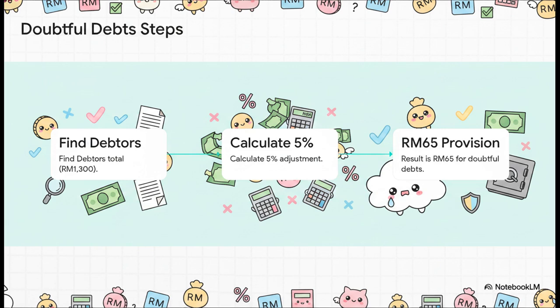Okay, moving right along to Adjustment 3, the provision for doubtful debts. Basically, this is just money we set aside because, let's be real, we anticipate a few customers are probably going to flake and not pay us. First, we locate our total debtors on the trial balance, sitting at RM 1300. The note tells us to adjust the provision to exactly 5% of debtors. So, RM 1300 multiplied by 5% equals RM 65. That RM 65 is our new target provision for doubtful debts.